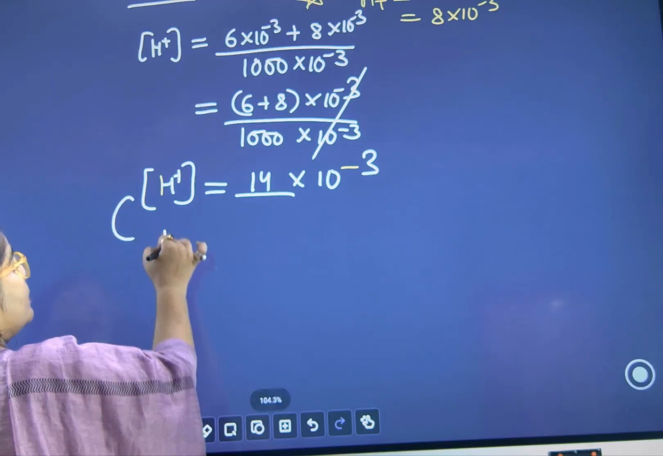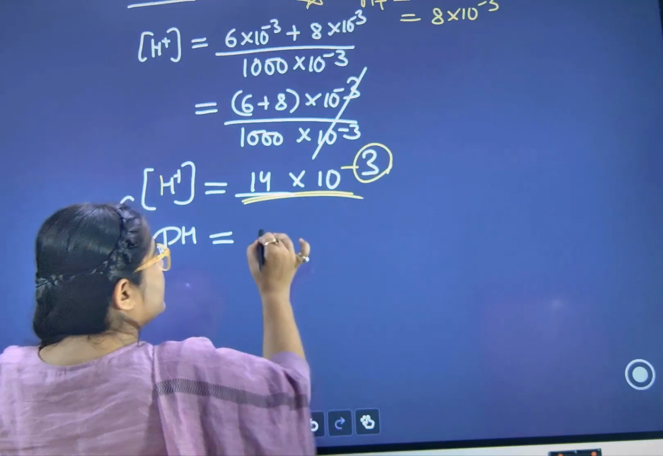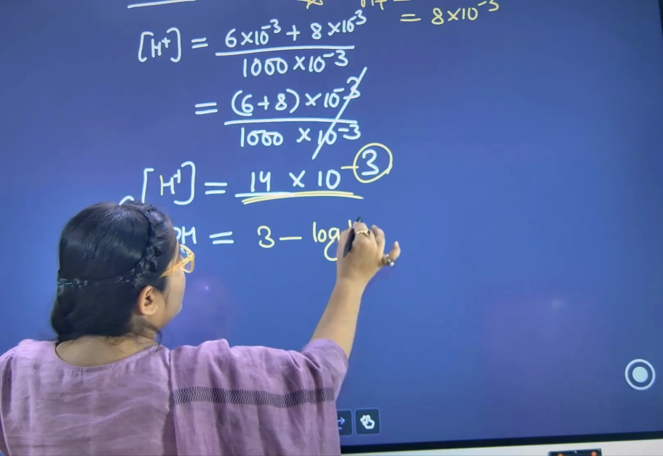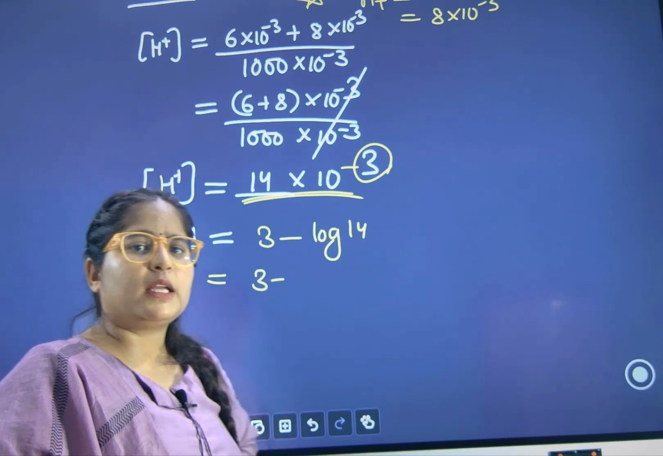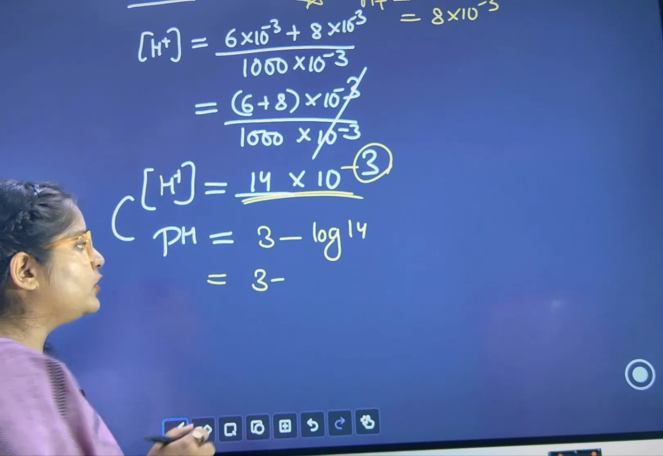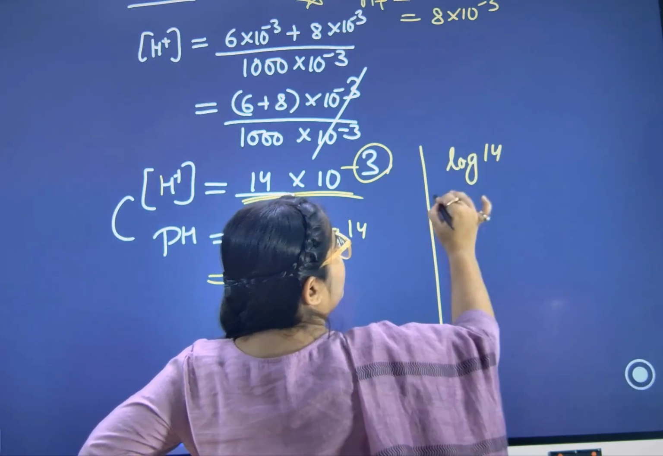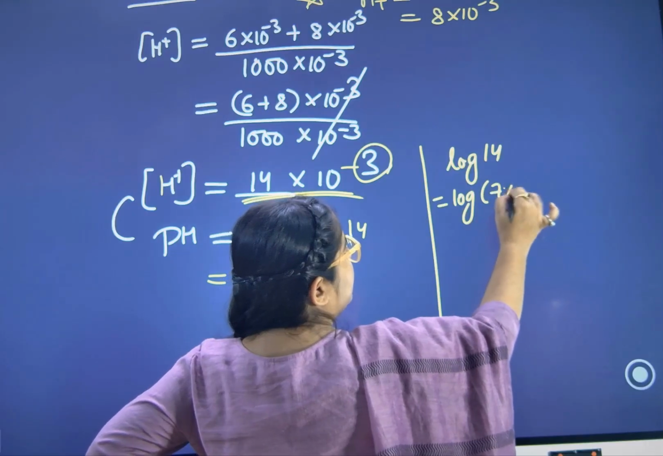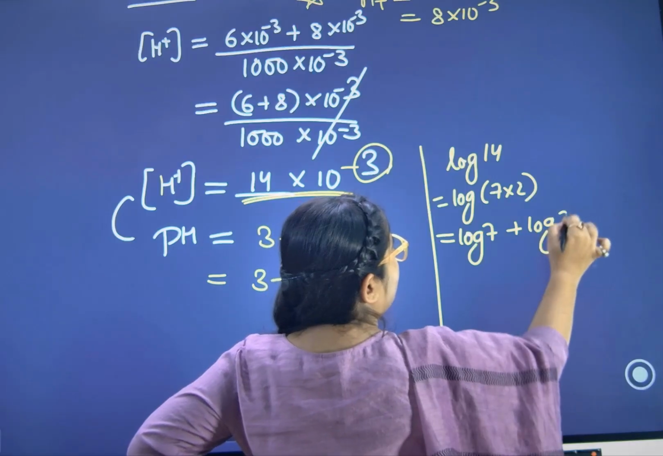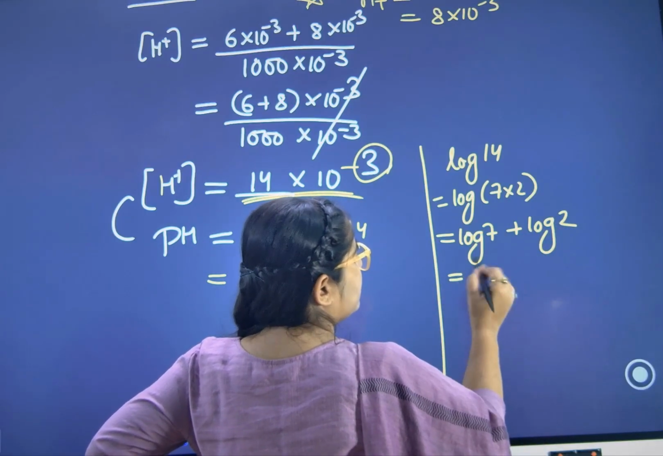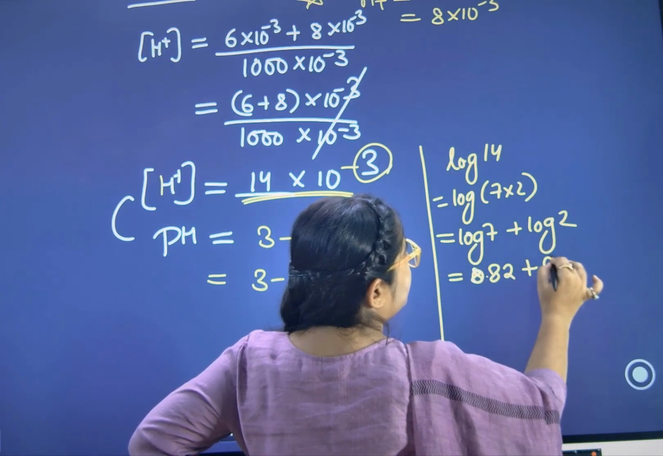Now we will calculate our pH. So pH will be equal to minus log H ion. I have told you whenever it is in multiplication, this 3 will come here and it will become minus log 14. So 3 minus log 14, I don't know. So how can I write down log 14? I can write it as 7 into 2. So I am solving it here. So log 14 will be equal to log 7 into 2. Log 7 into 2 I can write down as log 7 plus log 2. Log 7 will be around 0.85, means I can say like 0.82, plus log 2 will be 0.3.